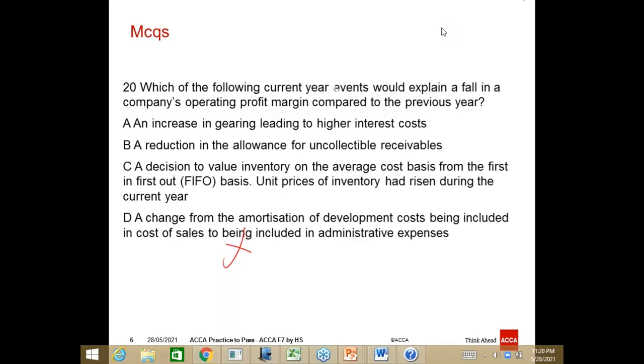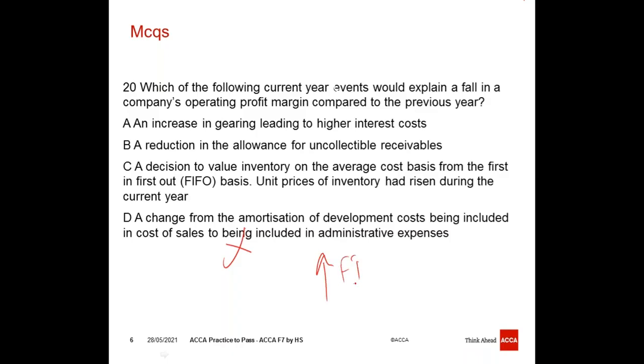A decision to value the inventory on the average cost basis from first in first out. So you are moving from first in first out to weighted average. You should keep this point in mind that in times of rising prices, FIFO will give the maximum profit. And if you are moving from FIFO to weighted average, then definitely it will reduce your profits.